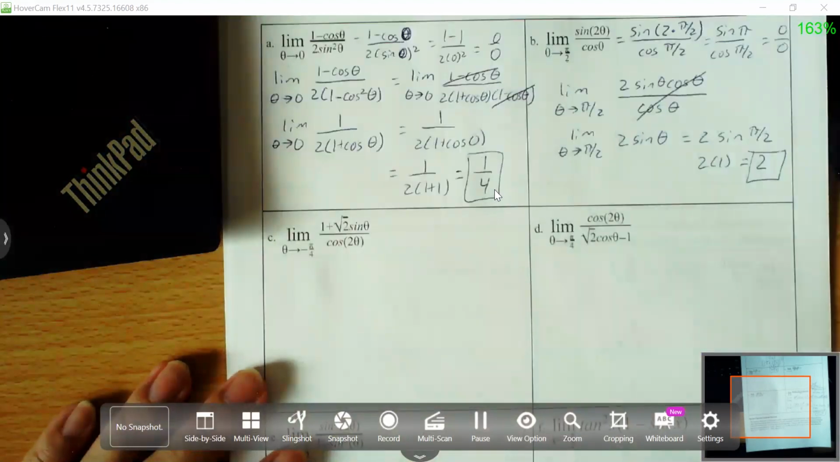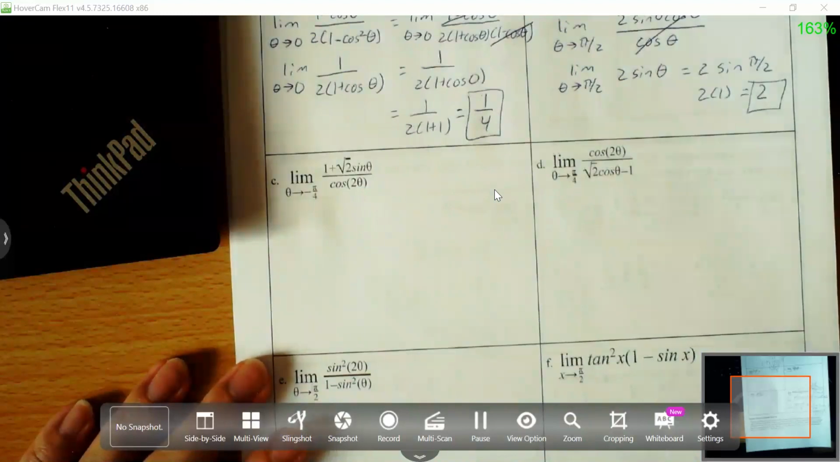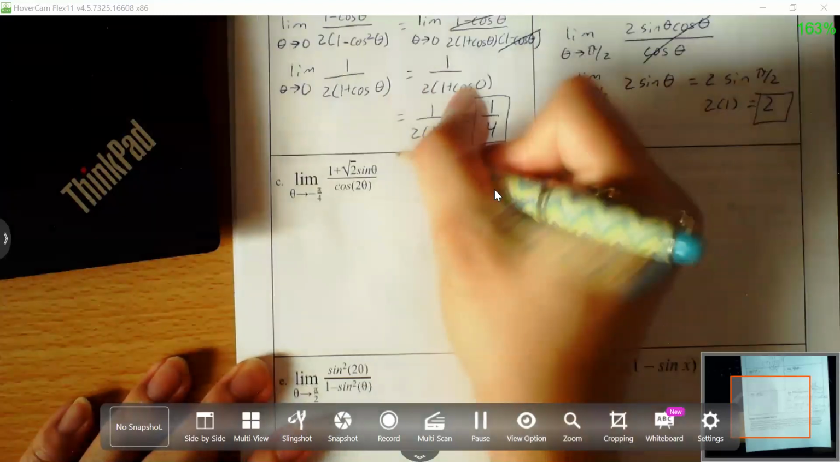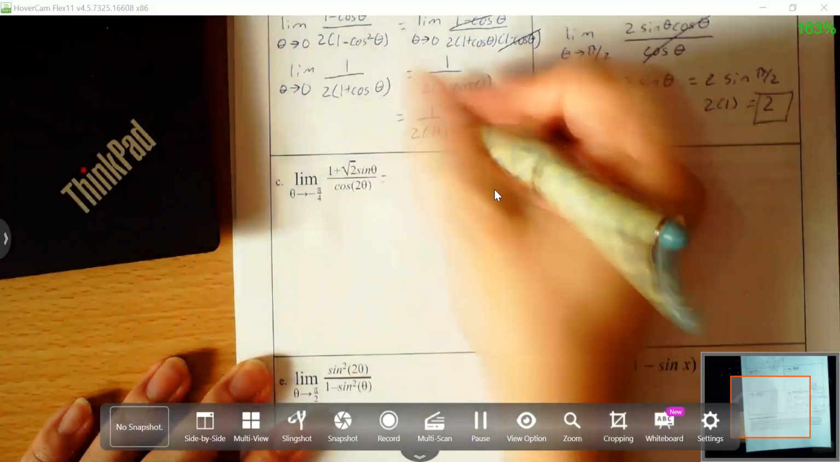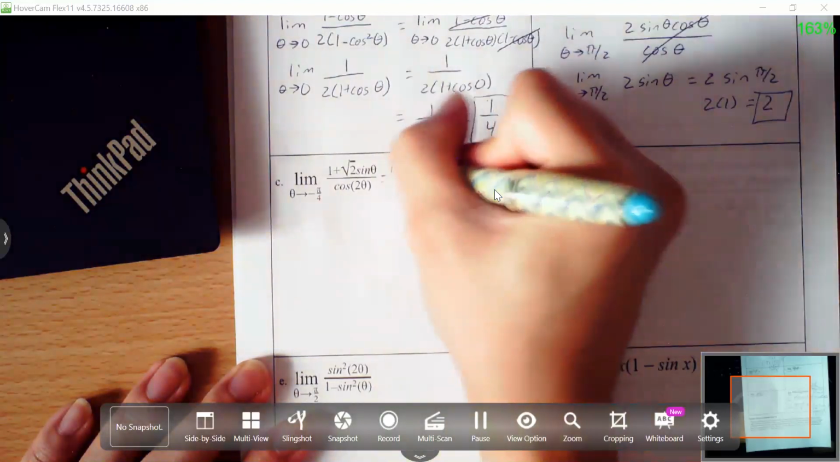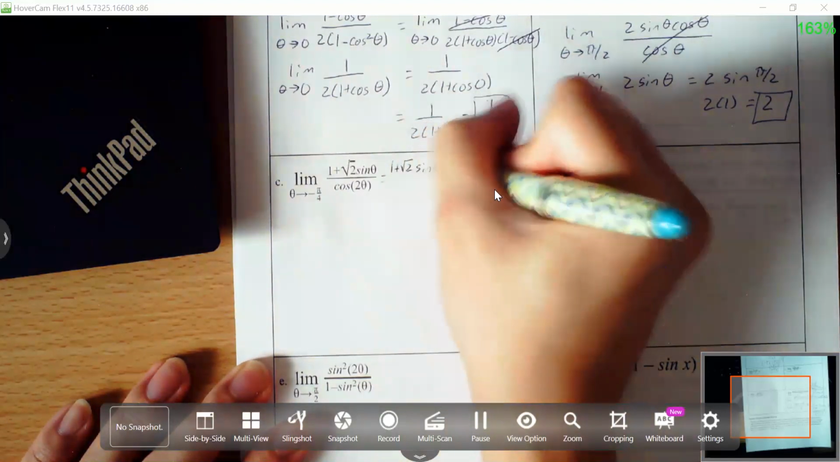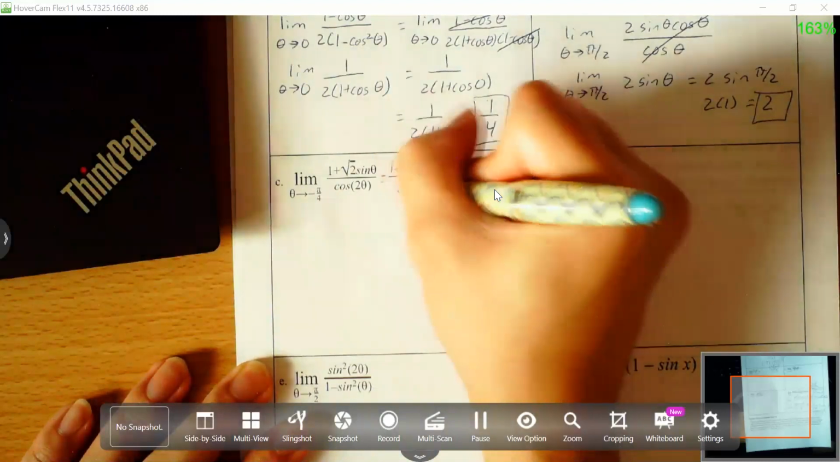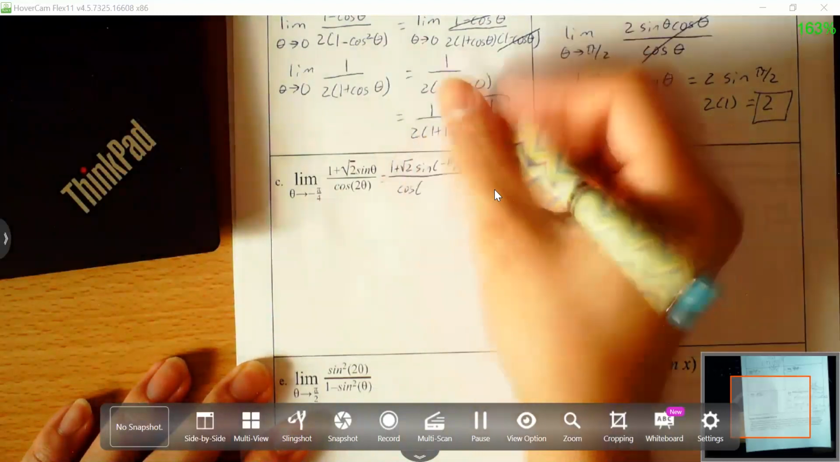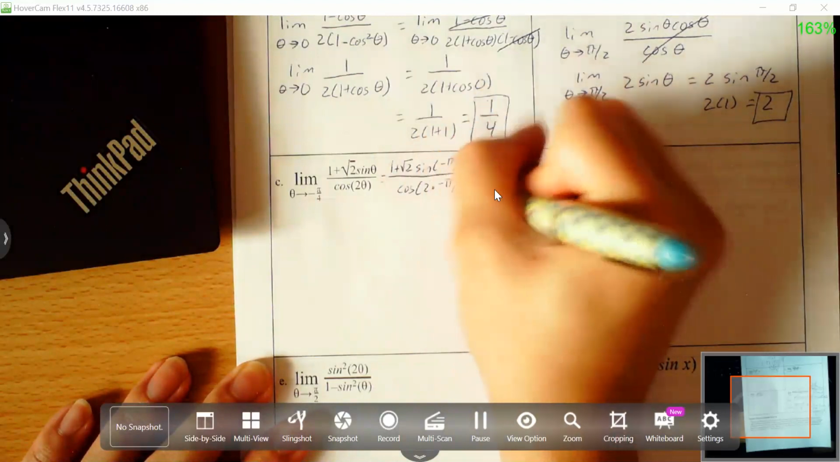So let's do letter C. Now, this is indeterminate form, and I'll show you one last time. If I plug in negative pi over 4, and I'm going to need some space here, I get 1 plus root 2 sine of negative pi over 4 all over cosine of 2 times negative pi over 4.